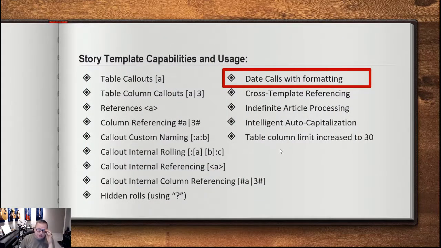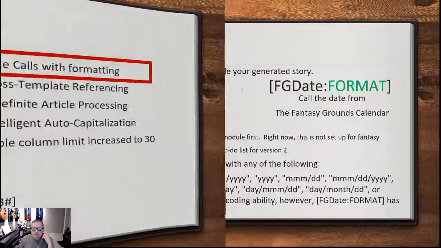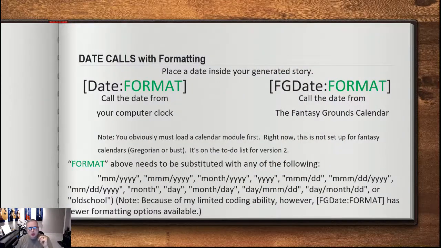Date calls, a requested feature. Two ways you can do this. One is just date, and the other is FG date. Date will use the date from your computer system, and FG date will use the date from the Fantasy Grounds calendar. Of note, it won't work with fantasy calendars. It's Gregorian, and perhaps that will come in the future, but for now, that's what we've got. Lots of formats fit where you see that green format tag. There's tons of them, and I'll jump into that on the next slide.